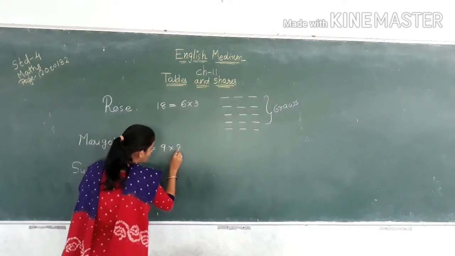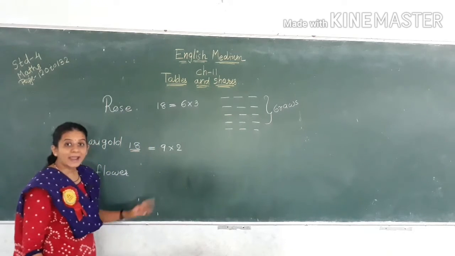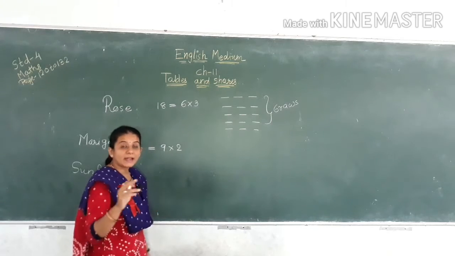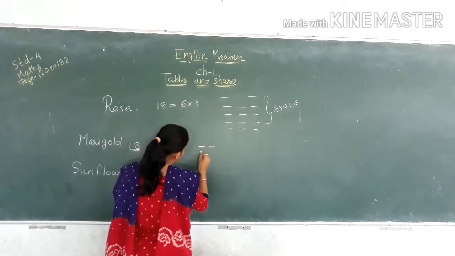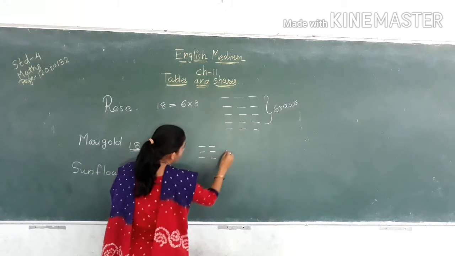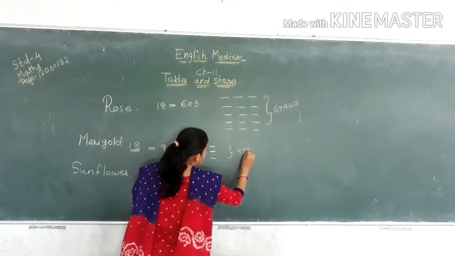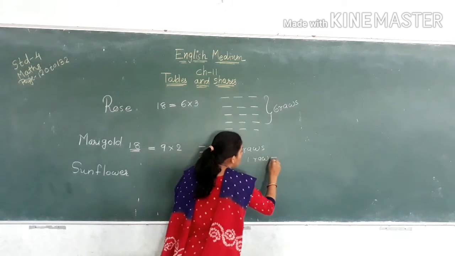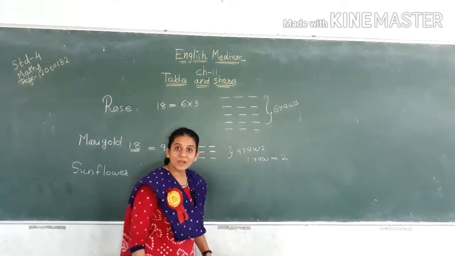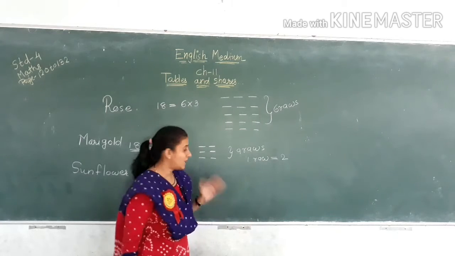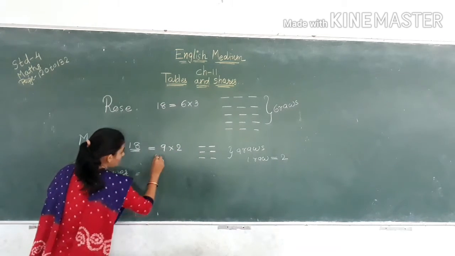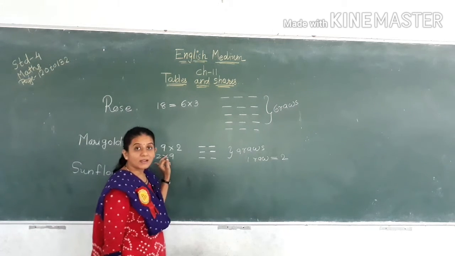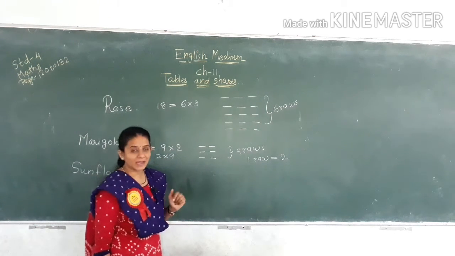9 multiply 2. In 9, how many rows are made? 9 rows. 1, 2, 1, 2, 1, 2. 9 rows and 1 row having 2 plants. And another one is 2 multiply 9. 2 rows are made and 1 row having 9 plants.